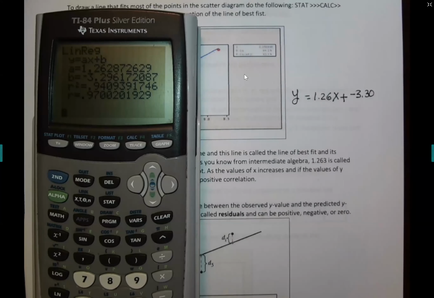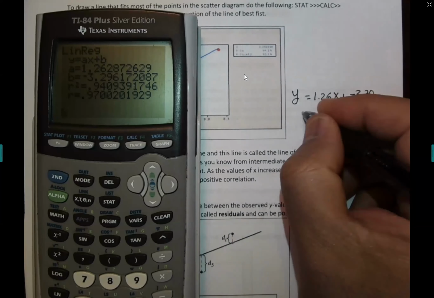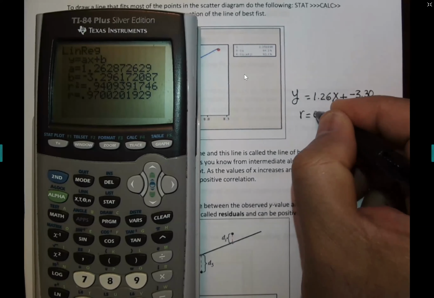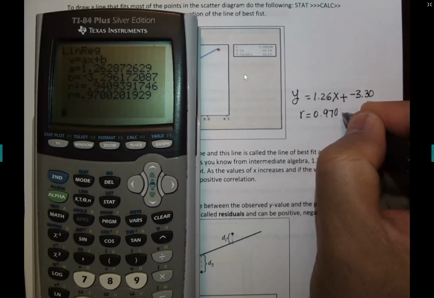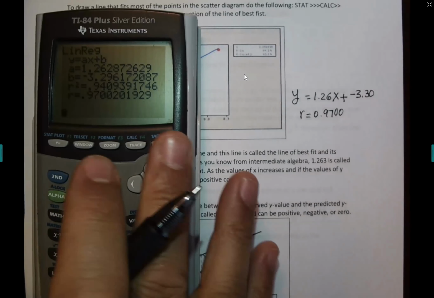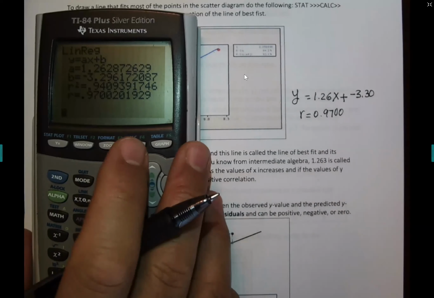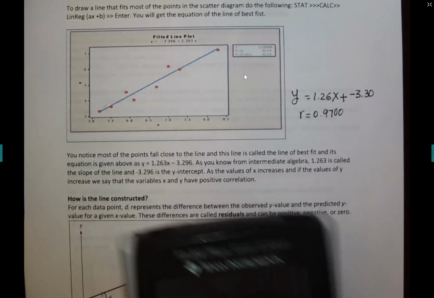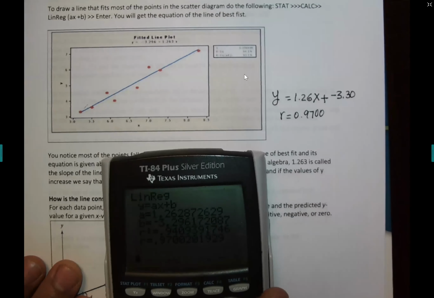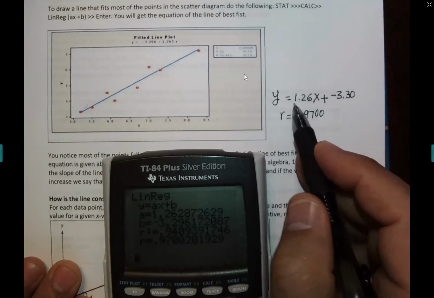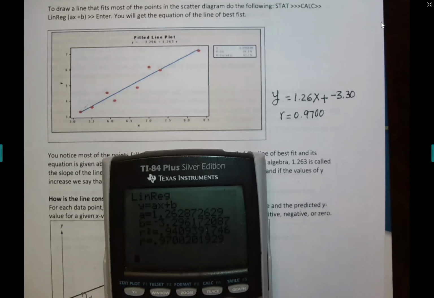And I'd also like you guys to take a note of R. I'll explain R in a second. Just write down the value of R, which is 0.97. To 4 decimal places, it is 0.9700. Okay. So I wrote down the value of Y. It's right here.